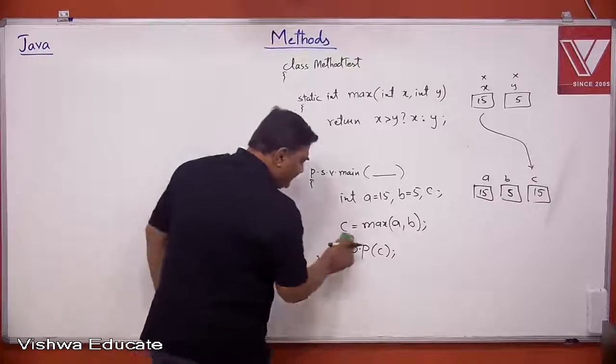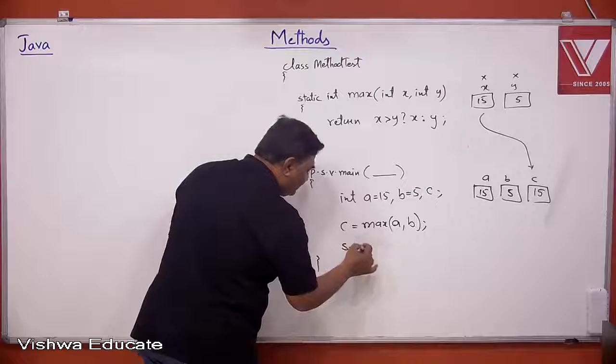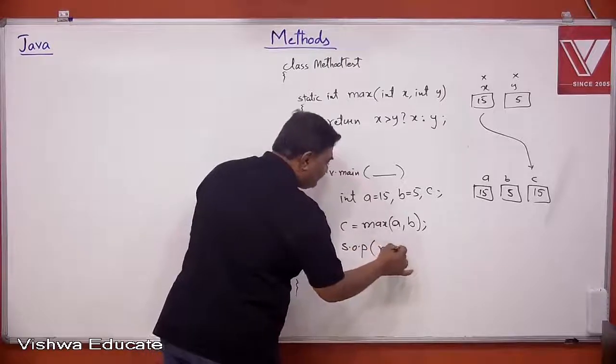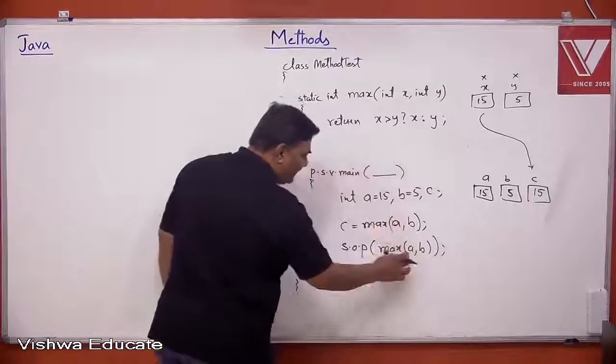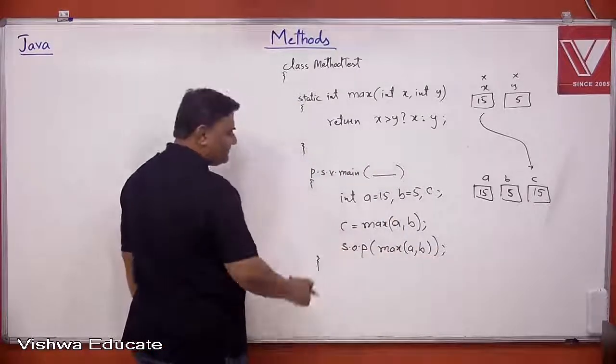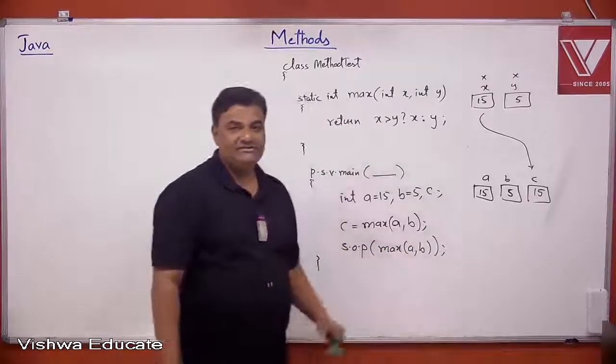Is it possible that instead of taking it in C, I directly write System.out.println(max(A, B))? Yes, you can write this. So that return value comes here and it gets given to SOP, that is System.out.println. So it will print that value. You can directly use it like this also.